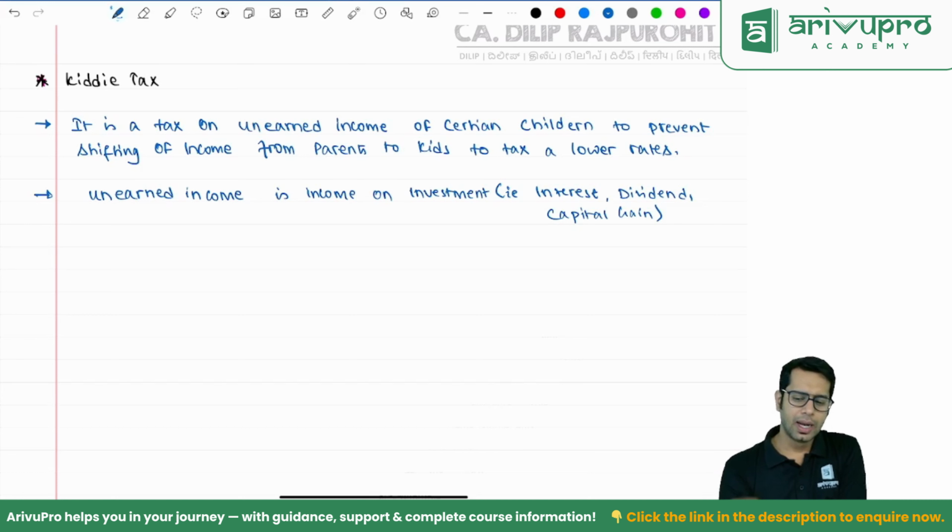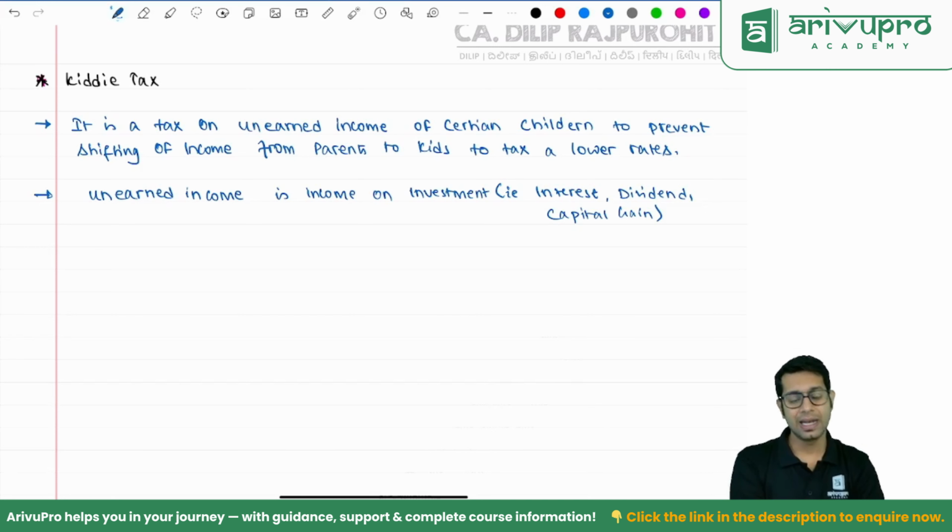So many people do this to make sure that they pay lesser taxes. They transfer their income, or purchase an investment in the name of their children, so that the income will be taxable in the hands of their children at a lower rate. So the lawmaker says, if you're doing such kind of activities, I'm going to collect some extra tax from you called kiddie tax. Kiddie tax will be collected.